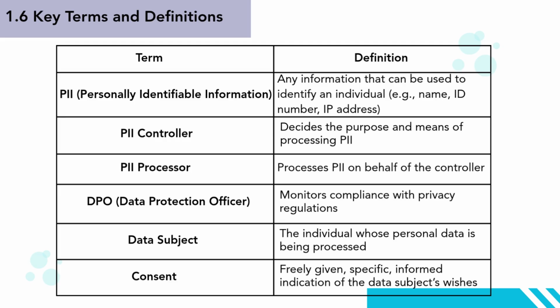At the center of privacy rights is the data subject, the actual person whose information is being collected and processed, who has specific rights under privacy laws. Finally, consent represents the gold standard for lawful data processing, requiring that individuals provide freely given, specific, and informed permission for their data to be used. These definitions form the foundation for understanding privacy obligations and building compliant data processing systems that respect individual rights while enabling business operations.